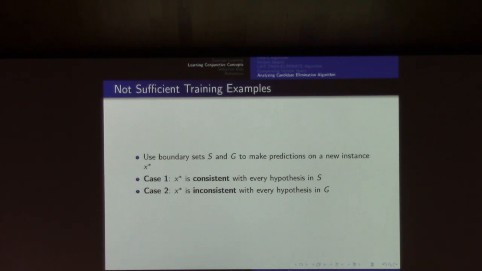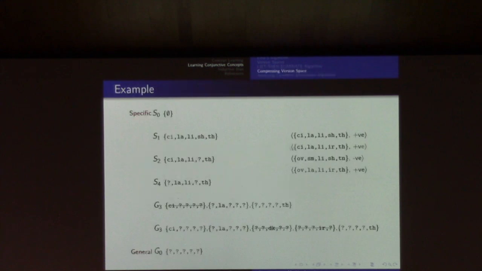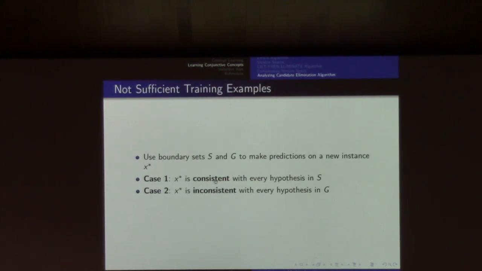Now, what happens if you do not have sufficient training examples, which means it has not converged to the right target concept? Ideally, what you would like is that when you have seen all of your training data, there is only one concept in these boundaries, which means this is the most specific and this is the most general, just for example. But if you do not have that training data, you would have a whole set. So how do you use that to make your predictions?